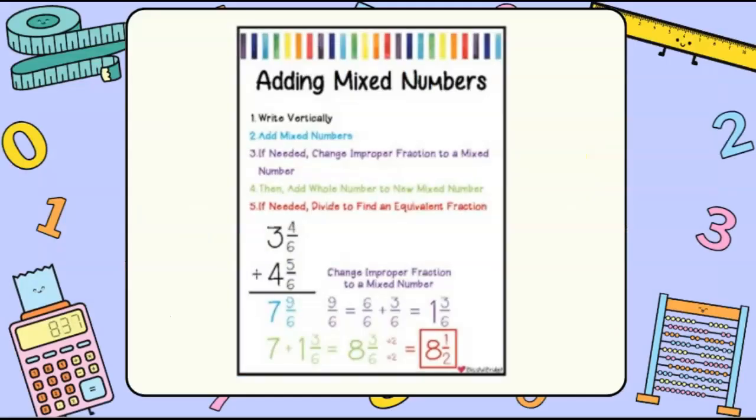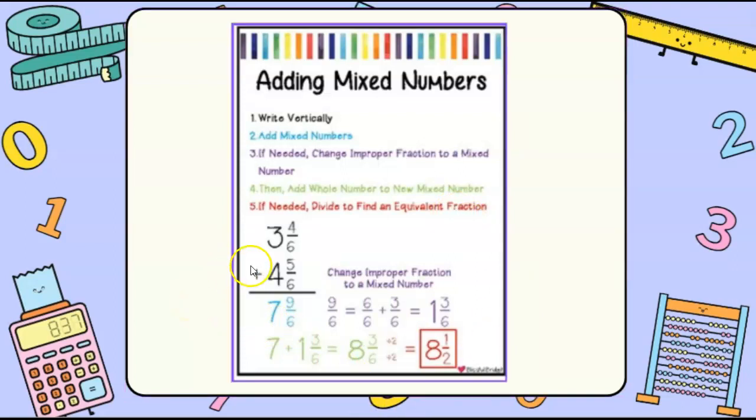Our anchor chart is going to tell us the steps on how to add mixed numbers. So we can see right here, first it says step 1, write vertically. 2, add mixed numbers. 3, if needed, change improper fractions to a mixed number. 4, then add whole number to new mixed number. 5, if needed, divide to find an equivalent fraction. So let's talk about these steps and what that means.